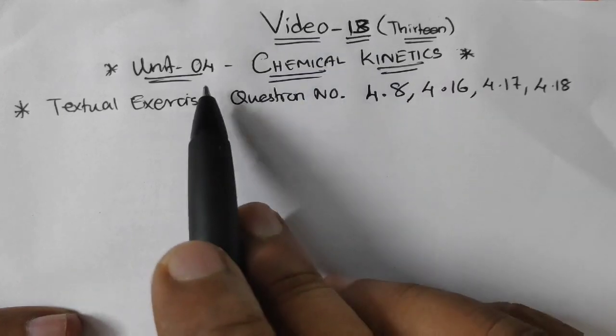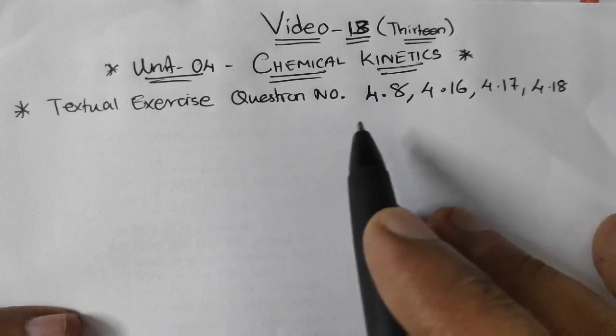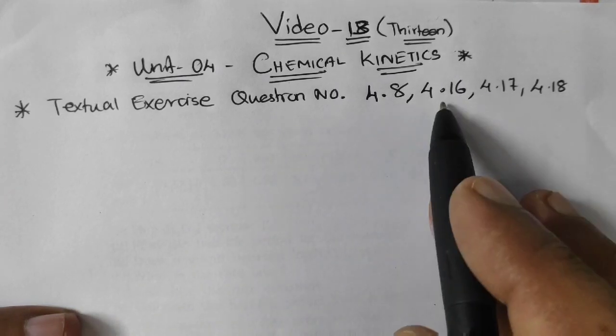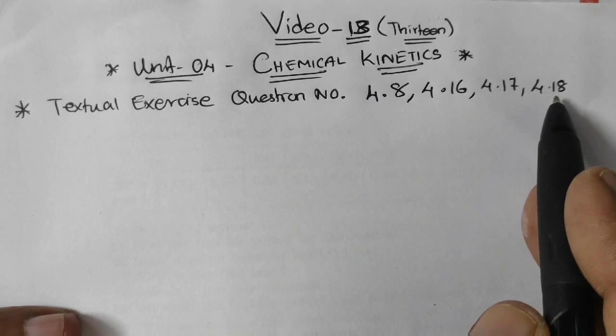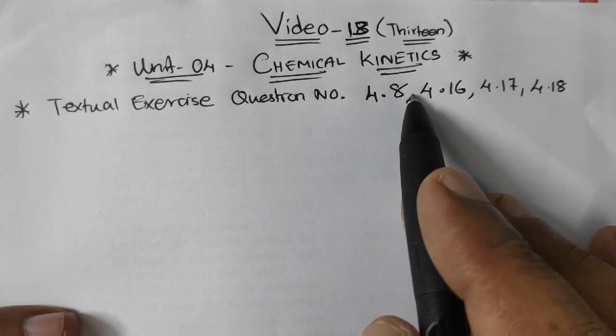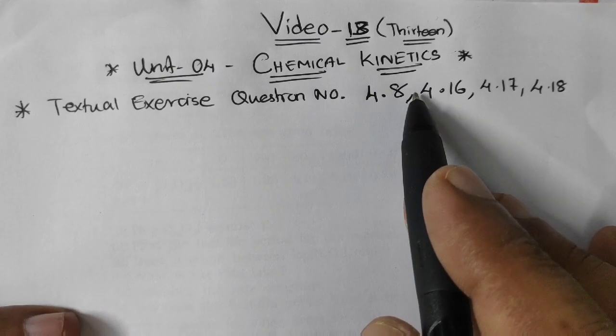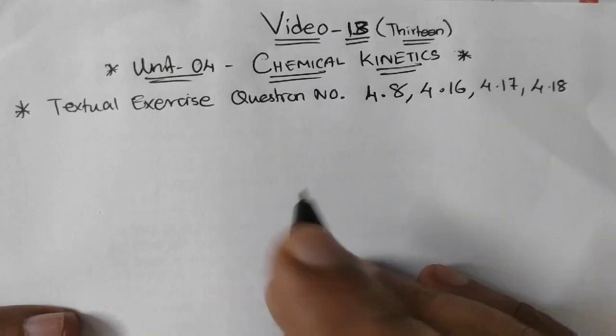Today in video 13 of the chapter Chemical Kinetics, we are going to discuss the textbook exercise questions. You can see here 4.8, 16, 17 and 18. Clear? The remaining ones we have discussed in our previous video. Now 4.15 is a numerical with a graph, so with graph paper, that I will explain at the end of this chapter. So today we are going to discuss this.